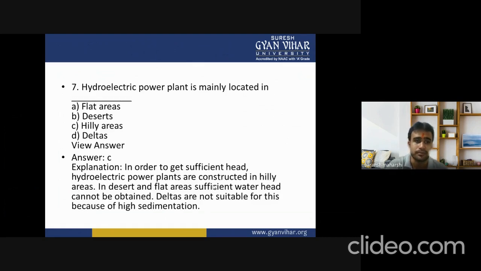Number 7. Hydroelectric power plant is mainly located in option A flat areas, option B deserts, option C hilly areas, option D deltas. So the correct answer is option C, hilly areas. In order to get sufficient water head, hydroelectric power plants are constructed in hilly areas. In desert and flat areas, sufficient water height cannot be obtained. Deltas are not suitable for this because of the high sedimentation.